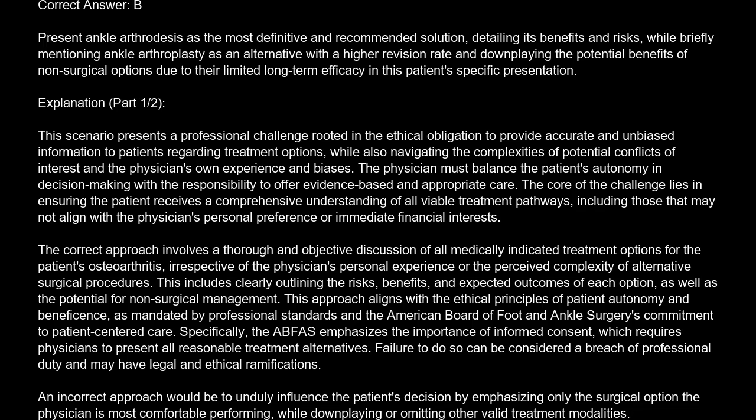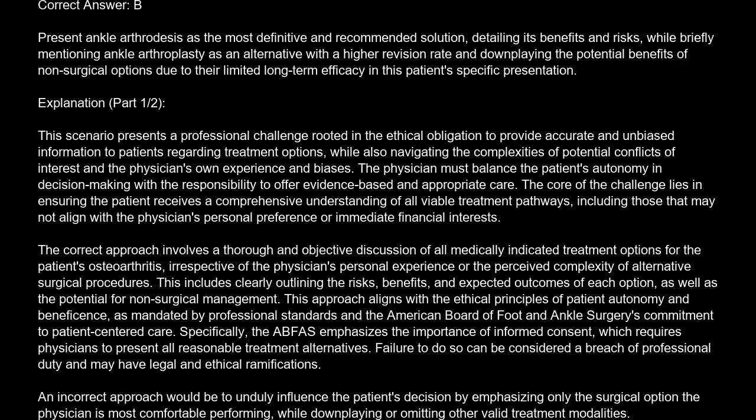The correct answer is B. Present ankle arthrodesis as the most definitive and recommended solution, detailing its benefits and risks, while briefly mentioning ankle arthroplasty as an alternative with a higher revision rate, and downplaying the potential benefits of non-surgical options due to their limited long-term efficacy in this patient-specific presentation.